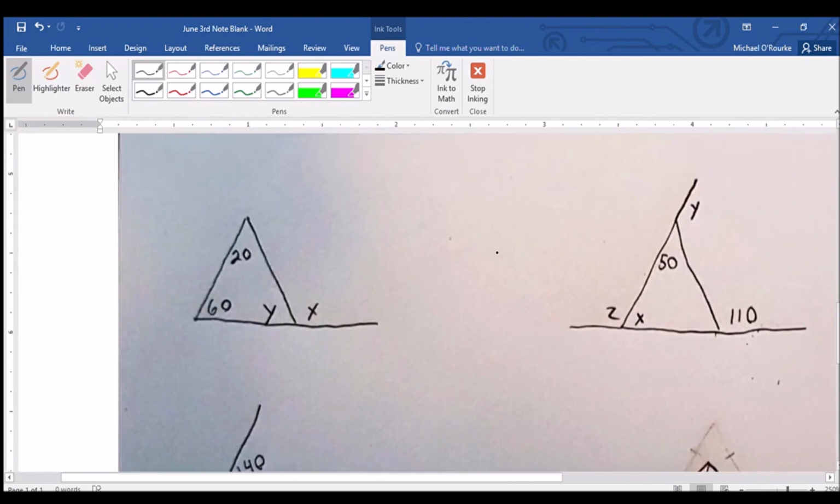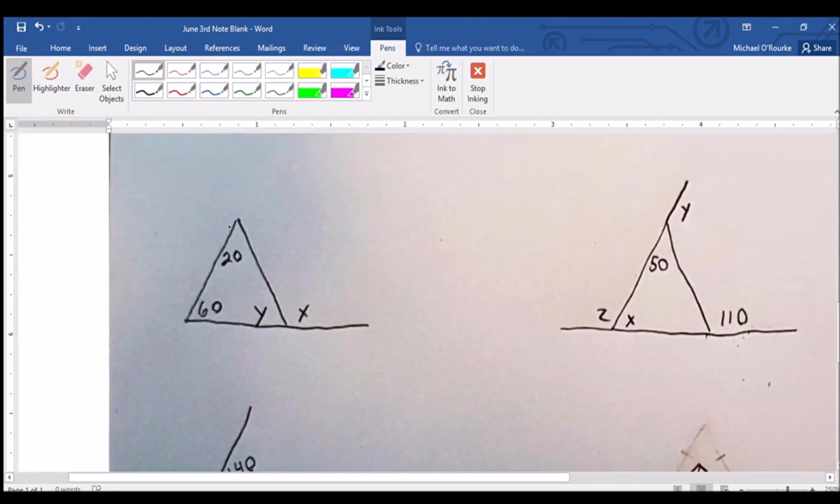Now, we have two things to figure out here. Well, number one, let's figure out this part. Okay, so 60 and 20 are going to add up to this. 60 plus 20 equals 80. So that's going to be 80. And that is our exterior angle theorem.